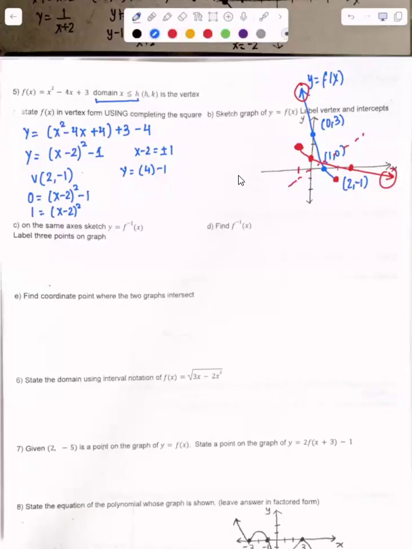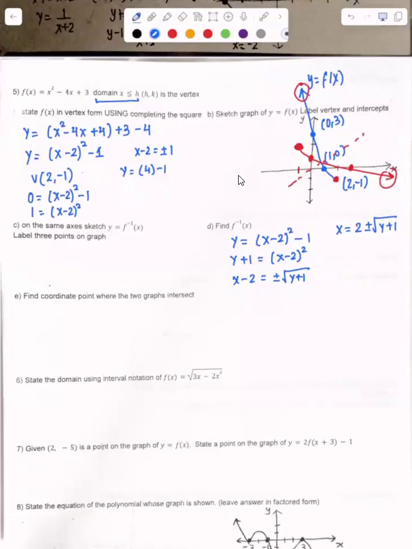Find the inverse. So we have y equals, you have to use the vertex form, or you have to start from the beginning and first convert it to vertex form. So we already have the vertex form, x minus 2 squared minus 1. So add the 1. So I'm going to solve for x, add 1, take the square root. So x minus 2 was plus or minus the square root of y plus 1. So x is equal to 2 plus or minus the square root of y plus 1.